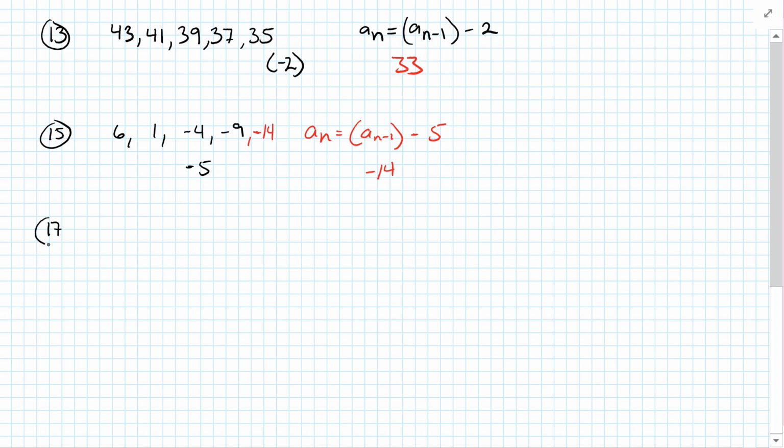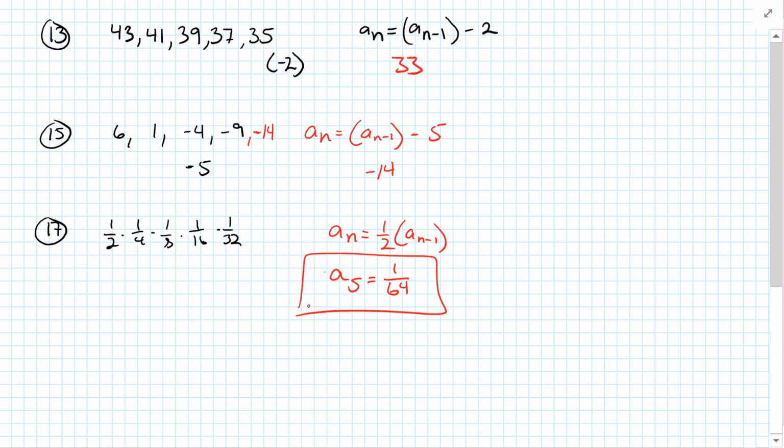17. So it goes 1/2, 1/4, 1/8, 1/16, 1/32. So the recursive formula for this one would be a sub n equals 1/2 times a sub n minus 1. The next term would be, 1, 2, 3, 4, 5, the a of 6 would be 1/64. Okay.